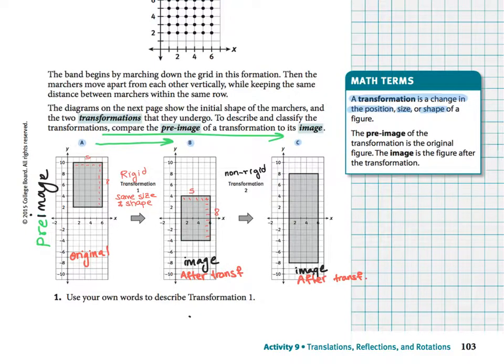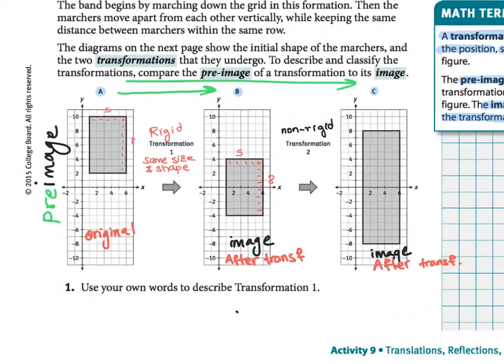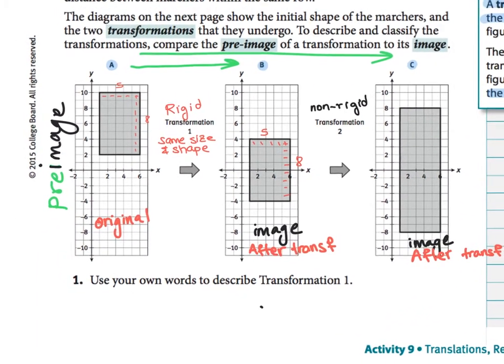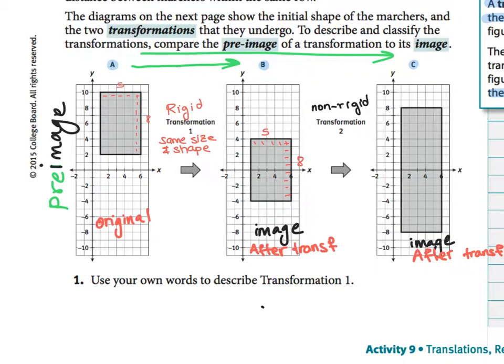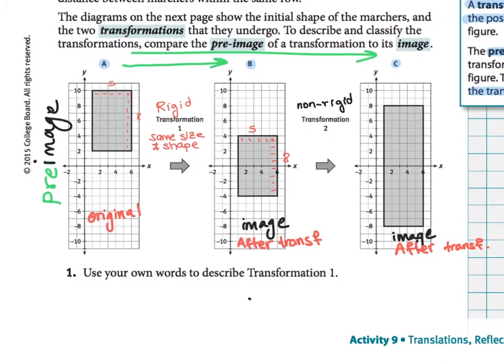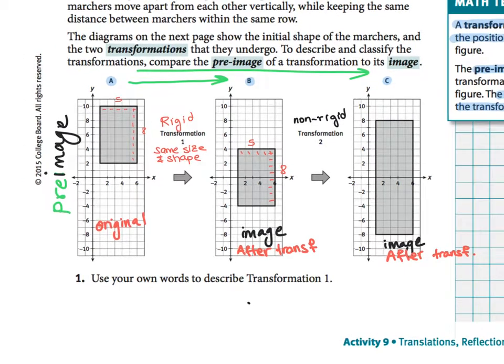Now the pre-image is the original, and the image is the figure after the transformation. These are some words that you need to understand whenever you come across them. The pre-image is the original. The image is the figure after the transformation. A rigid transformation is when you have the same size and shape. A non-rigid transformation is when there's a change in the size or the shape of the original figure, which is the pre-image. So make sure that you take good notes and you have those definitions highlighted.